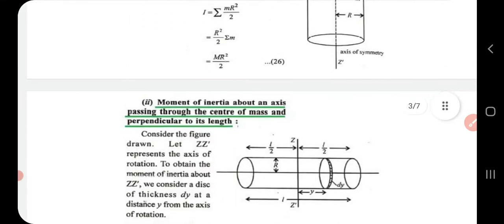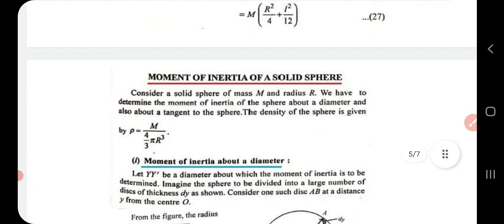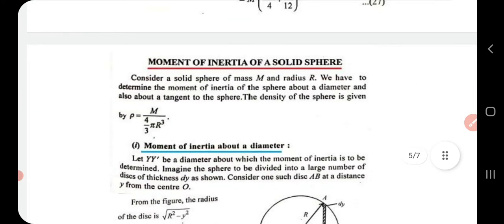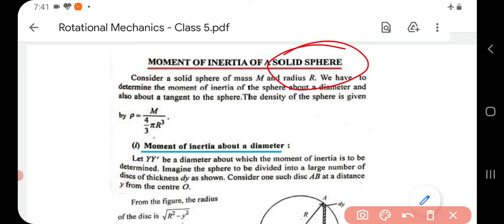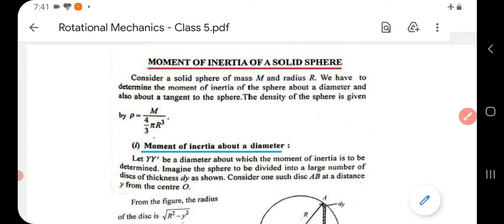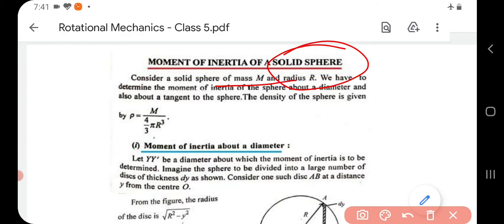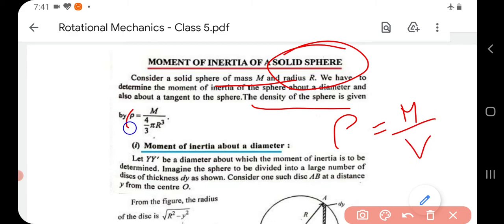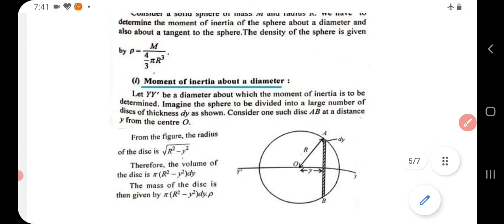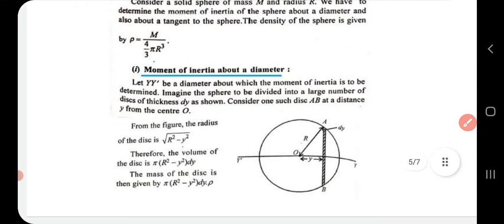Okay, next one, we are going to find moment of inertia of a solid sphere. Consider a solid sphere of mass m and radius r, and here let the density, what is density? Density is mass by volume, right? So density rho is mass by volume, means it is a solid sphere. So what is the volume of a sphere? 4 by 3 pi r cube. Okay, now first we will find moment of inertia about a diameter.